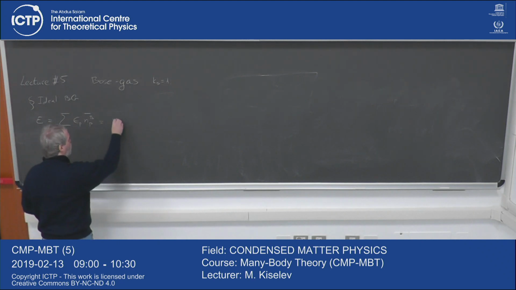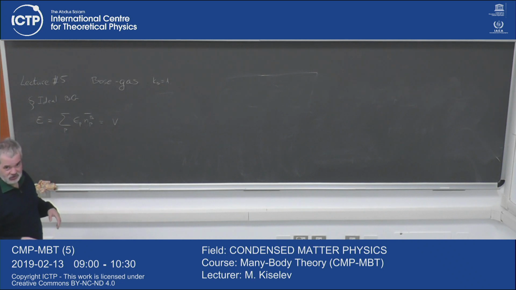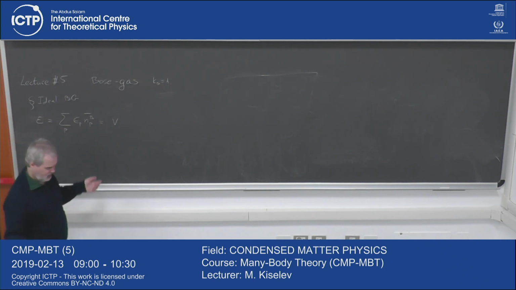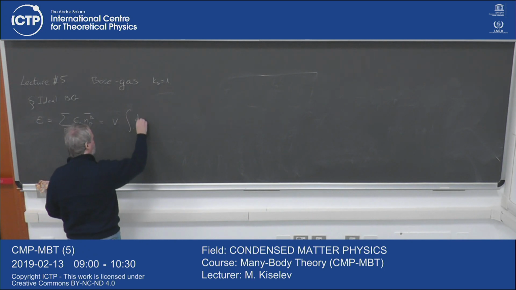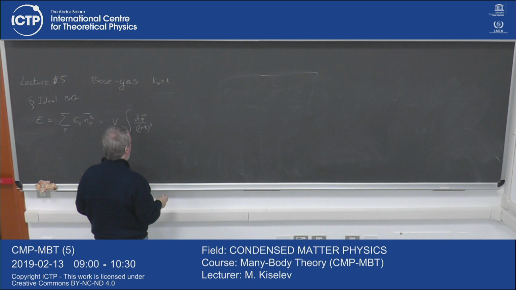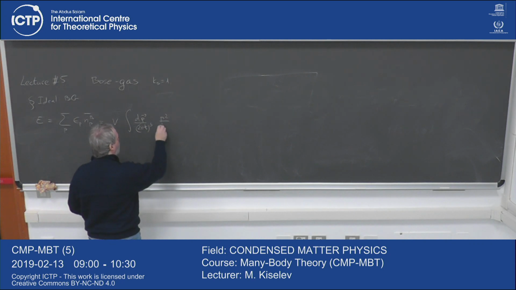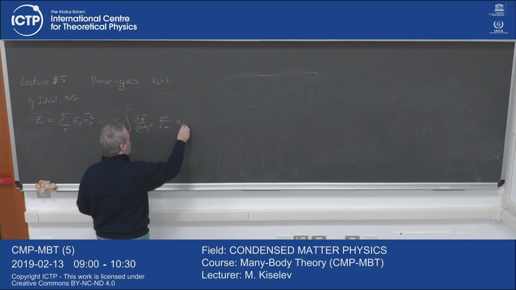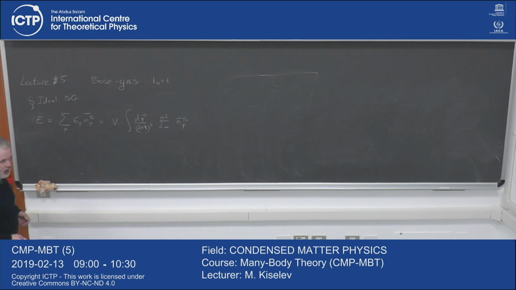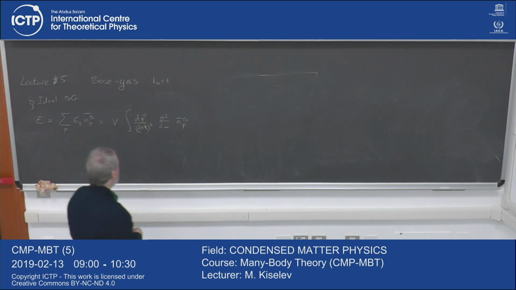This is a volume, so there is nothing bad in transforming our summation over quantum states into an integration: d^3p over (2 pi h bar)^3, with p squared over 2m and the boson occupation. So this is the energy. Again, since from the very beginning I consider spinless particles, there is no extra summation accounting for degeneracy because of the spin quantum number.